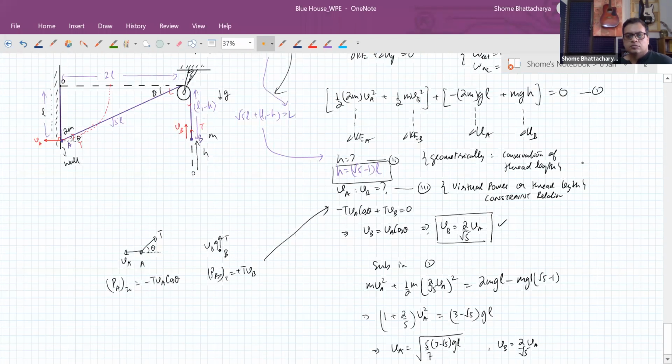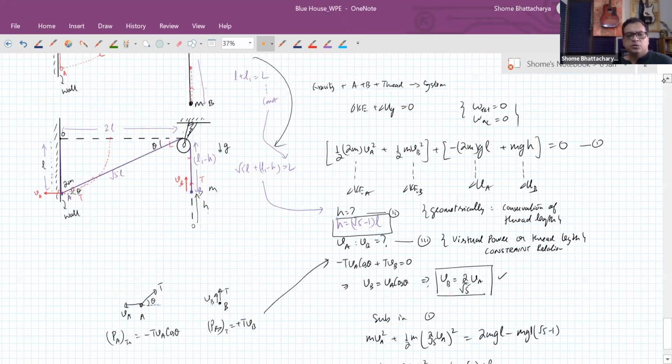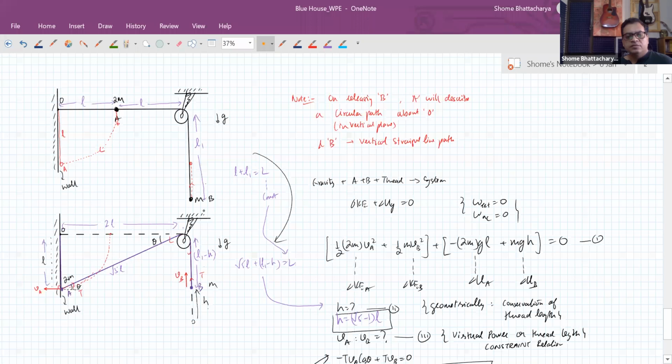Prachi, for H, see what we are doing is compare the two diagrams, the above one and the below one. In the above diagram, the thread which is connecting A and B, its total length I have written as L plus L1, let's say capital L, which is a constant. Now in the below diagram, A is now here. So it stretches out this thread into this hypotenuse. So the length of this hypotenuse becomes root 5L.